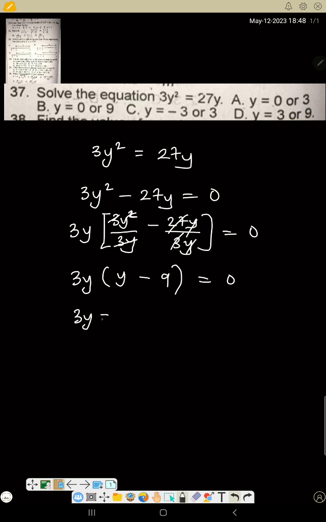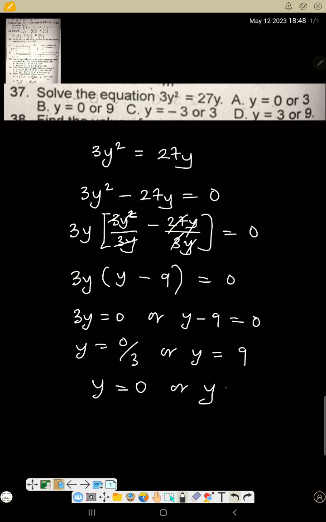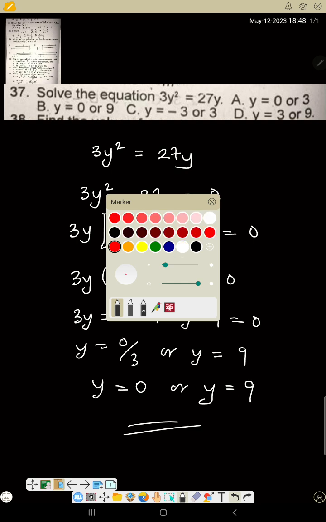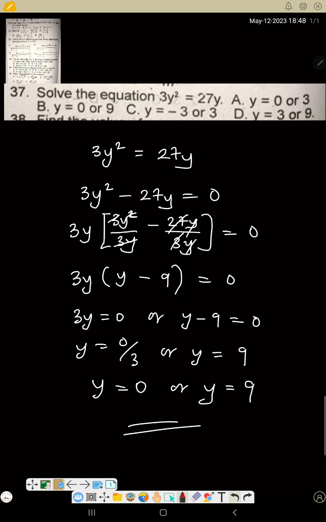So I'll have 3y equals 0, or y minus 9 equals 0. So y equals 0 over 3, or y equals 9. So take this to the other side. So that means y equals 0 or y equals 9. So that's the answer. So the answer is 0 or 9. So the correct answer is B, 0 or 9. So let's see another one. The last question.